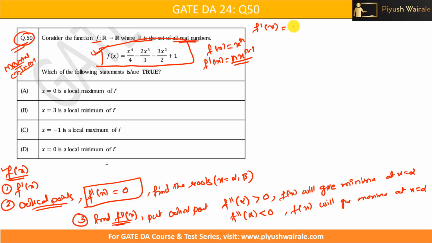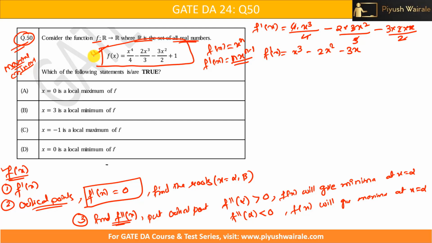So the differentiation of this particular term is 4 into x to the power 3 divided by 4, minus, again differentiating, 2 into 3 into x to the power 2 divided by 3, plus, minus 3 into 2 into x to the power 1, that is x only, divided by 2, plus the derivative of a constant, which is 0. Now just simplify this. 4 will get cancelled, 3 will get cancelled, 2 will get cancelled, and we get x cube minus 2x square minus 3x. So this is f dash of x.